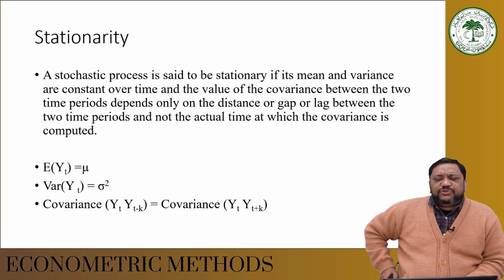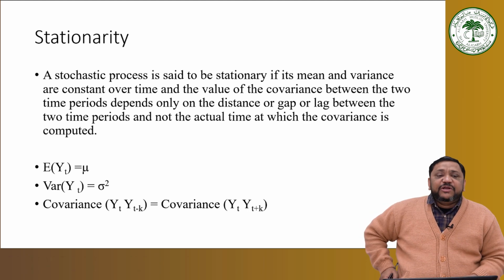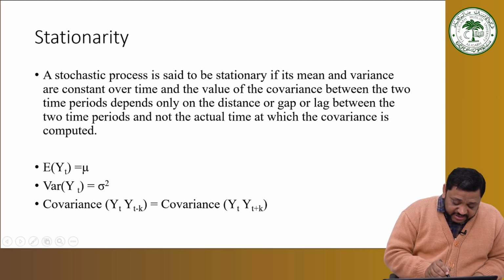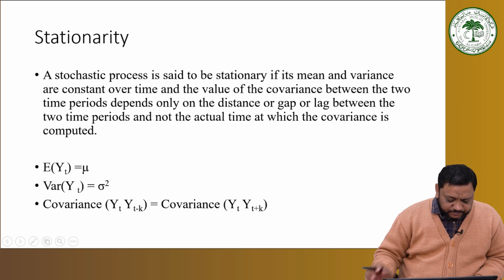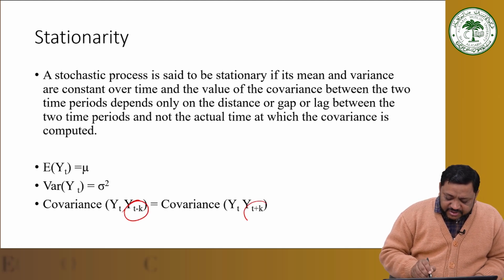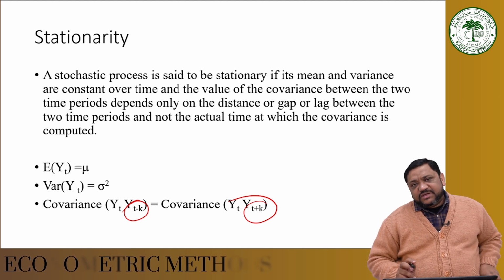If we show it in terms of notations, expected value of yt is equal to mu, variance of yt is equal to sigma square, and covariance of yt minus k is equal to covariance of yt plus k. These are different time periods, but your covariance is the same.